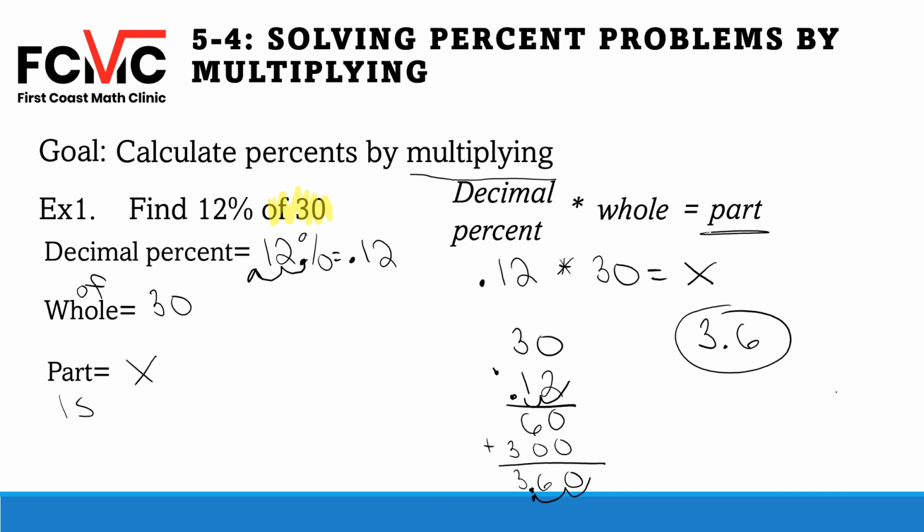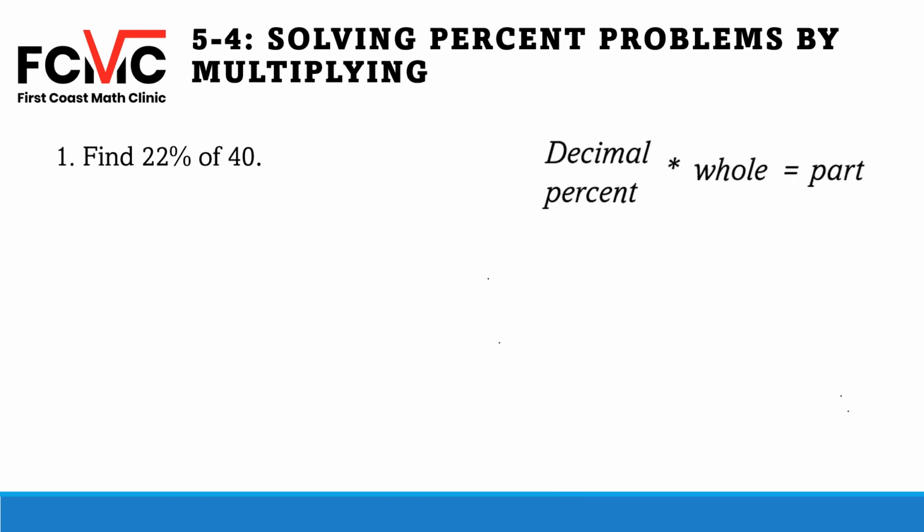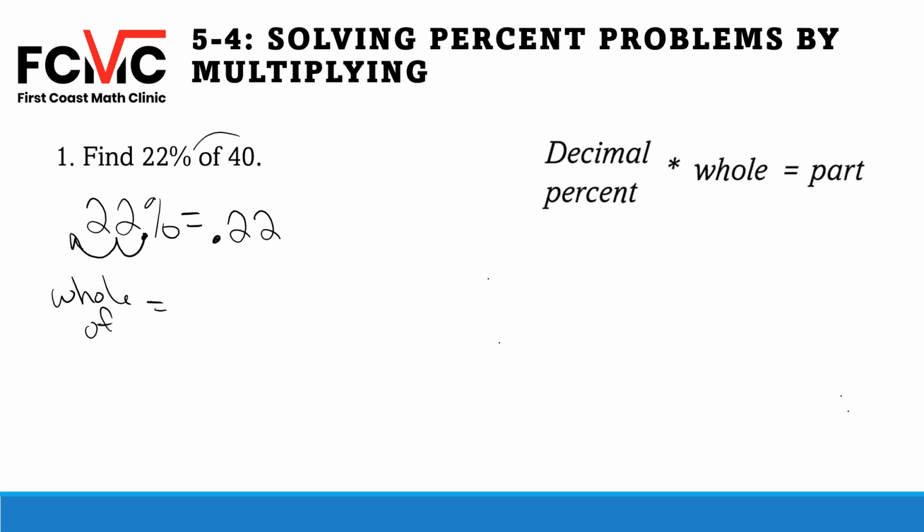All right, let's move on to the next problem. Find 22% of 40. So our decimal percent, we've got 22%. Converting that to a decimal, the decimal's all the way to the right. Move it 1, 2 places. So we're going to get 0.22. Our whole value is denoted by the word of, so I've got of 40. The part, that's what we're looking for. That's our unknown. So we could have 0.22 times our whole value, 40. That gives us our unknown, our part.